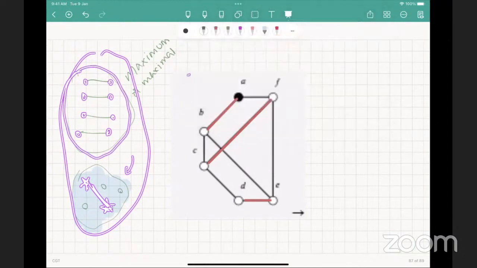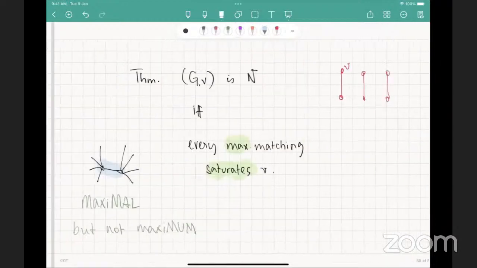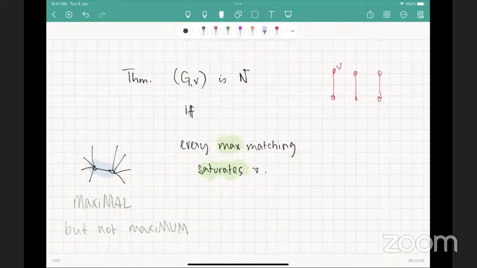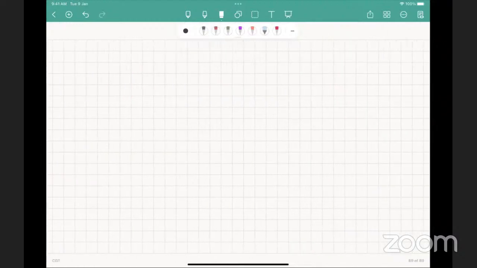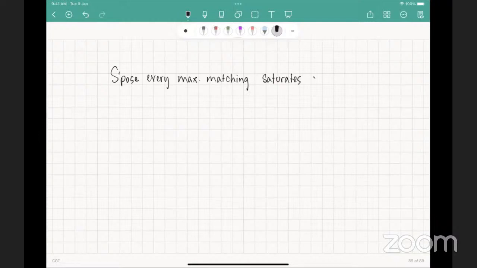Okay, so all of this is mostly recap. Now let's actually try and prove this claim that we are making here. So let's do one direction first. Suppose every maximum matching saturates the vertex V. Here we want to say that the first player has a win.